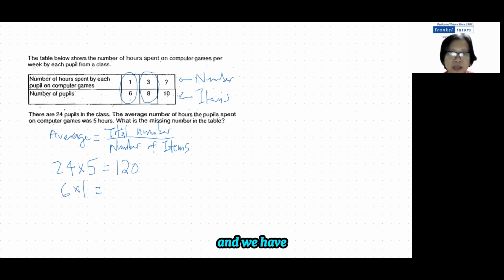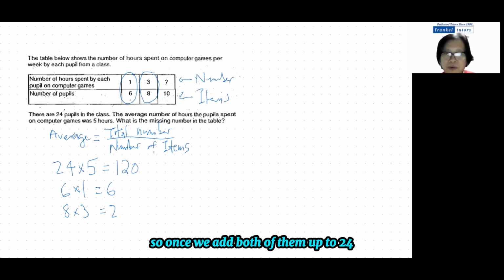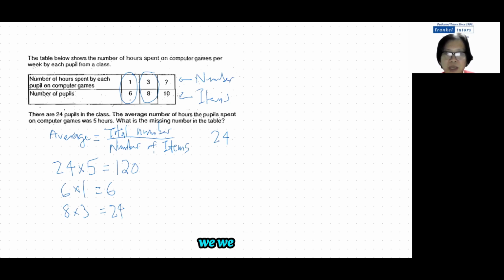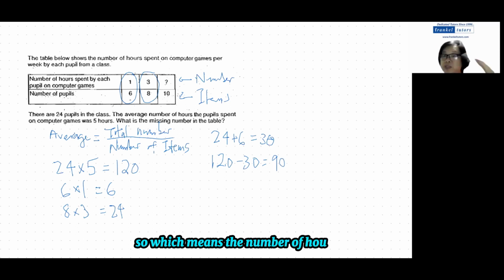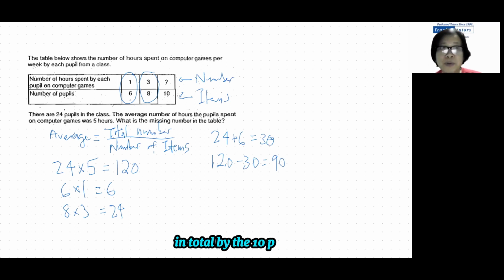Okay, so in this case, we have 6 times 1 equals 6. And we have 8 times 3 equals 24. So once we add both of them up, 24 plus 6 equals 30. So this 120, that one is 30. So once we take them away, 120 minus 30 is equal to 90. Which means the number of hours spent in total by the 10 pupils is 90.